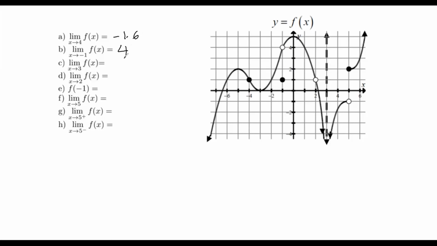The limit as x approaches 3 is an asymptote. We can see that it's an asymptote right here, but since it approaches negative infinity from both sides, the limit is negative infinity, even though it's an asymptote.